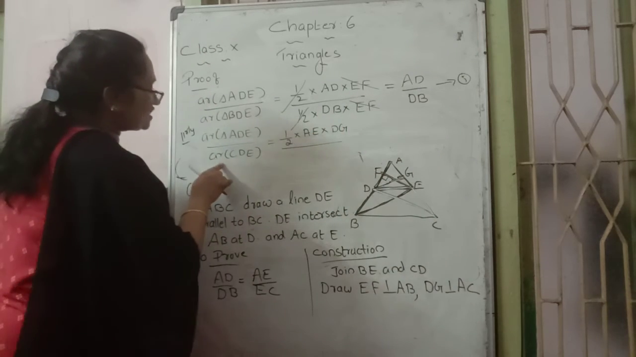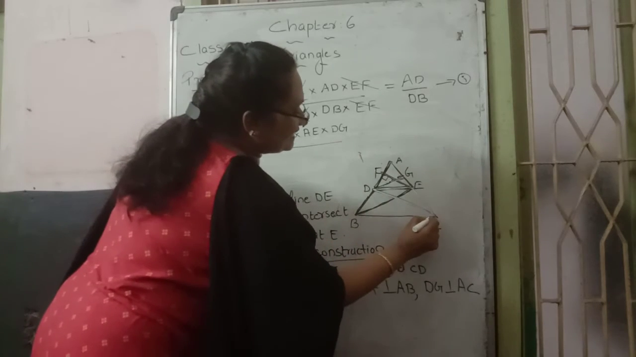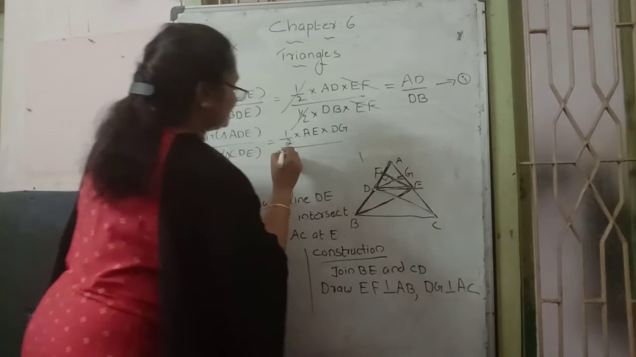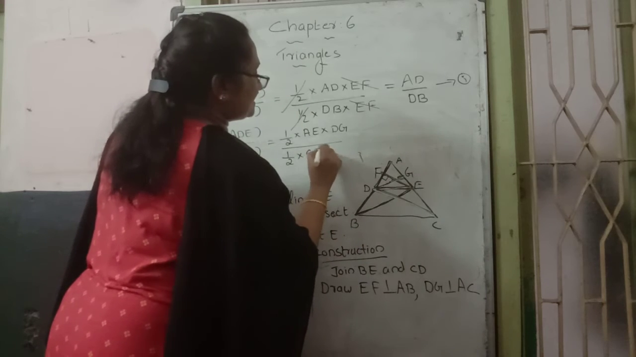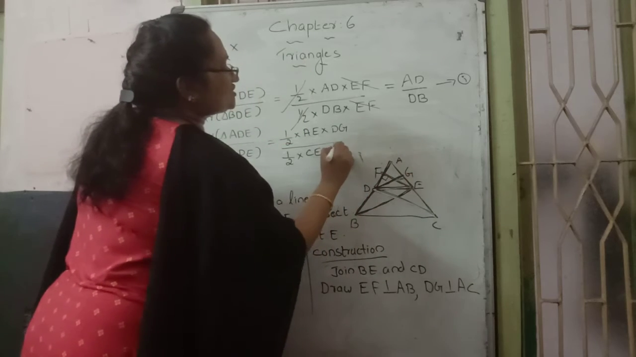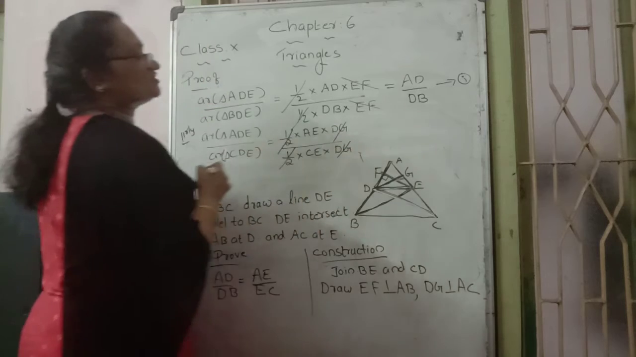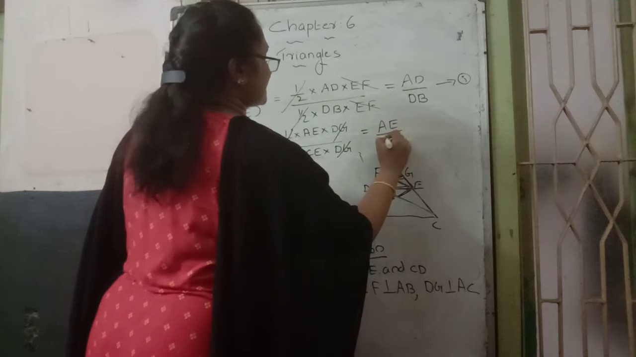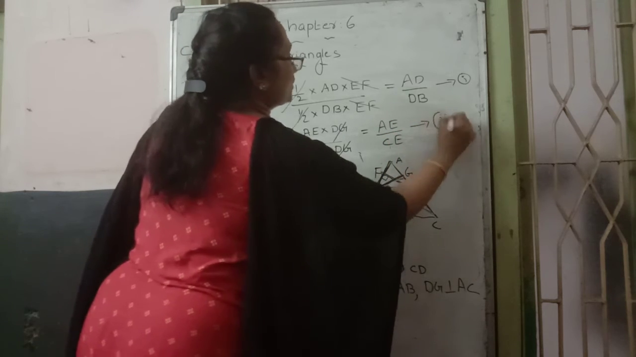With respect to the second triangle, CDE, the base is CE. There also the formula is half into base, CE, and the height of that triangle is DG. Half and half cancel, and DG and DG cancel. Which ratio remains? AE by CE. Mark it as the second equation.